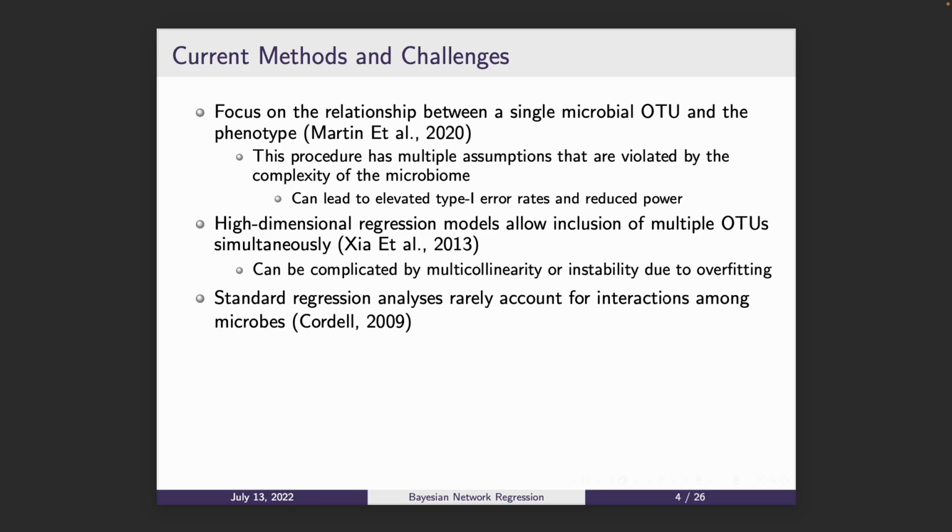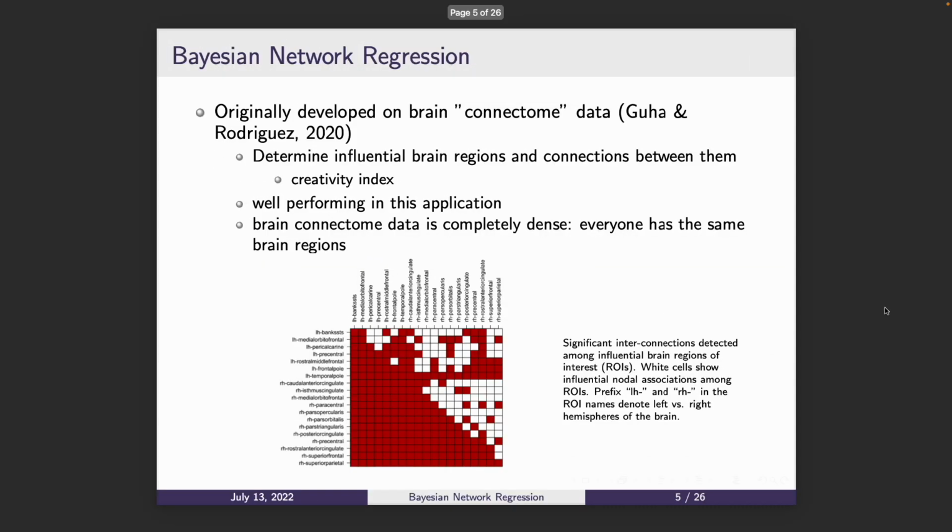High-dimensional regression models solve this problem by allowing inclusion of multiple OTUs, but they can be complicated by problems such as multicollinearity or instability due to overfitting. Furthermore, these standard regression analyses rarely account for the interactions among microbes. And that's where Bayesian network regression comes in.